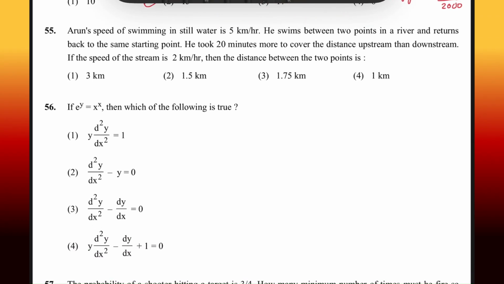Moving on to question number 55. Arun's speed of swimming in still water is 5. Okay, we denote this by x. He swims to a point up a river and returns back to the same starting point. Okay, so the distance is constant throughout.